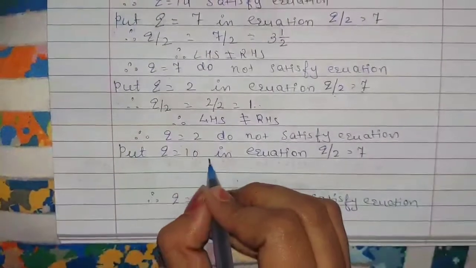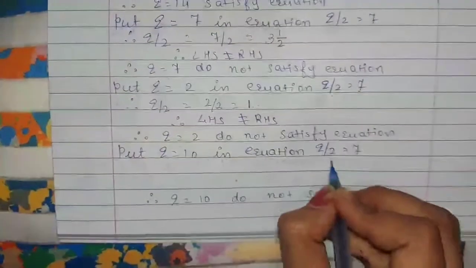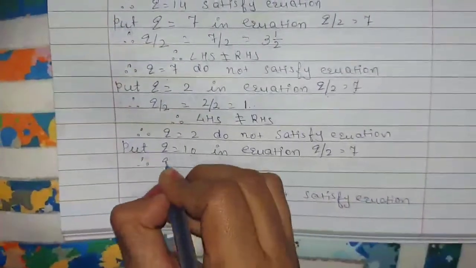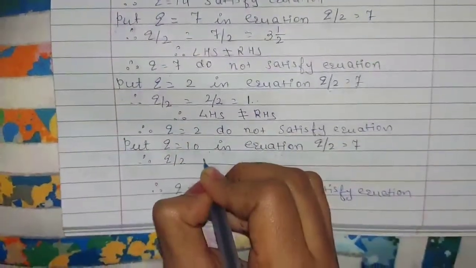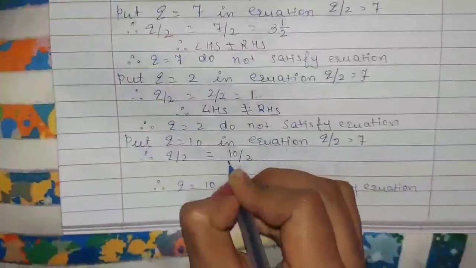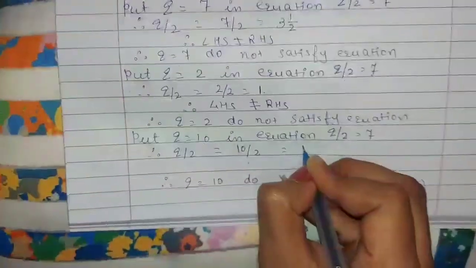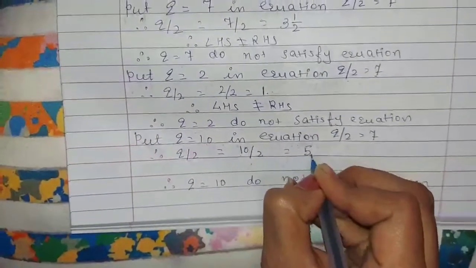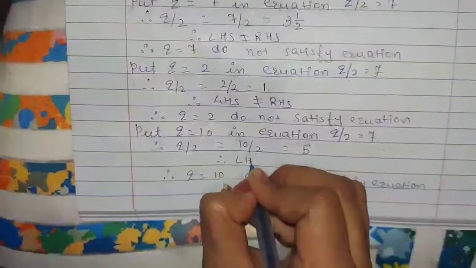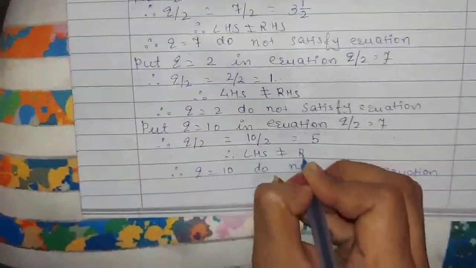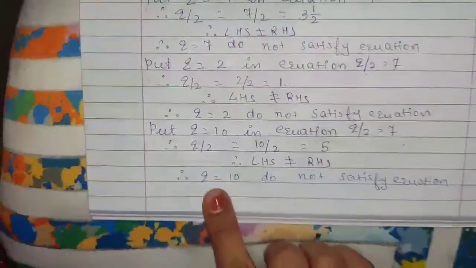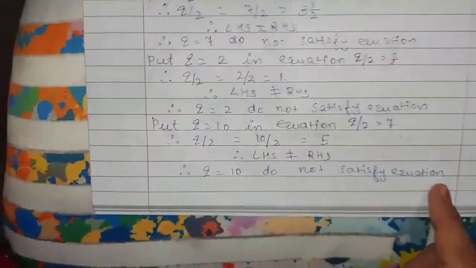Put q equals to 10 in equation, q upon 2 equals to 7. Therefore q upon 2, that is LHS of equation, equals to 10 upon 2. We have put q equals to 10, that is equals to 5. LHS is 5, RHS is 7. Values are different. Therefore LHS is not equals to RHS. Therefore q equals to 10 do not satisfy equation.